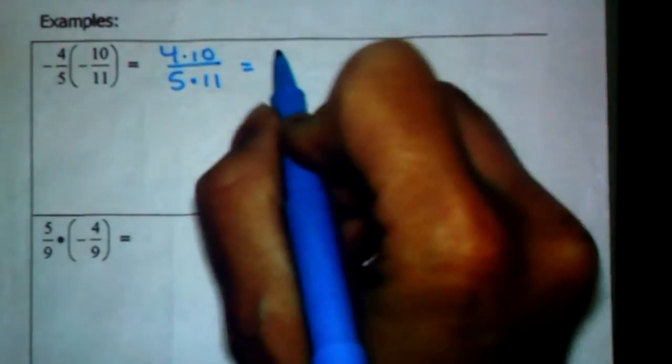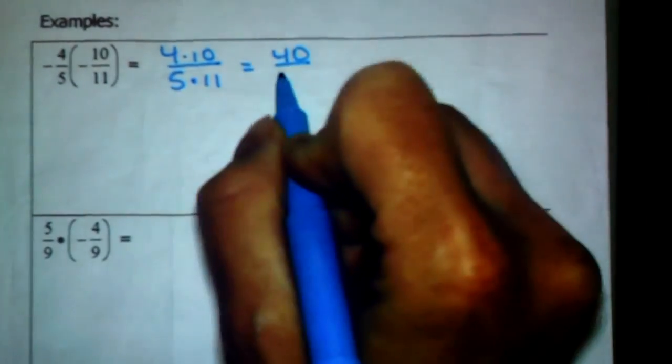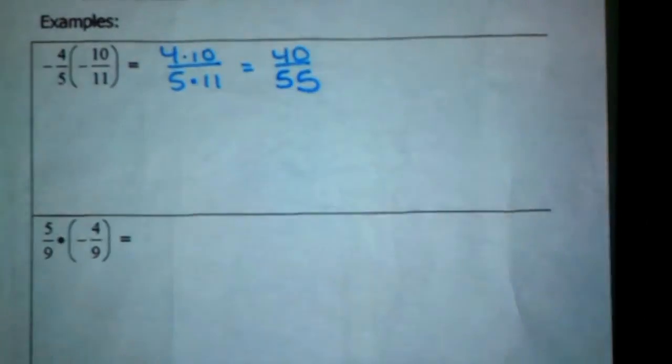Those of you that are cross cancelers, I'm going to hold off. I'll show you at the end how you could have done it that way. But for now, let's just do it step by step over here. I have negative 4/5 times negative 10/11. It's a negative multiplied by another negative, so I'm going to have a positive result. So I need to take 4 times 10 and 5 times 11. 4 times 10 is 40. 5 times 11 is 55.